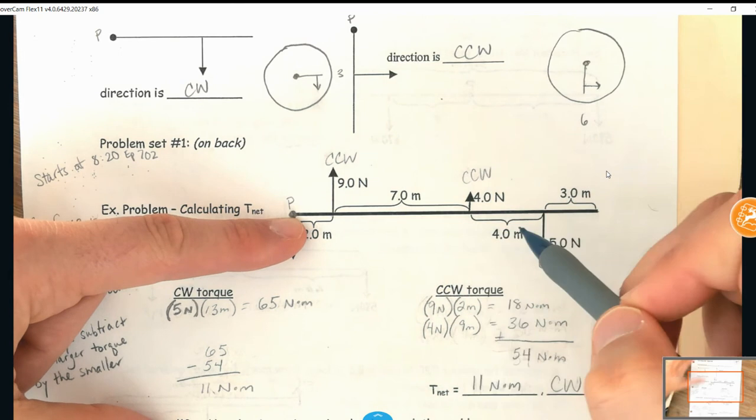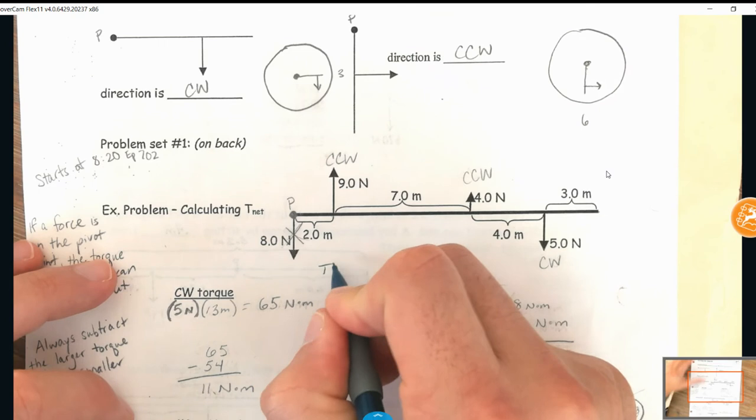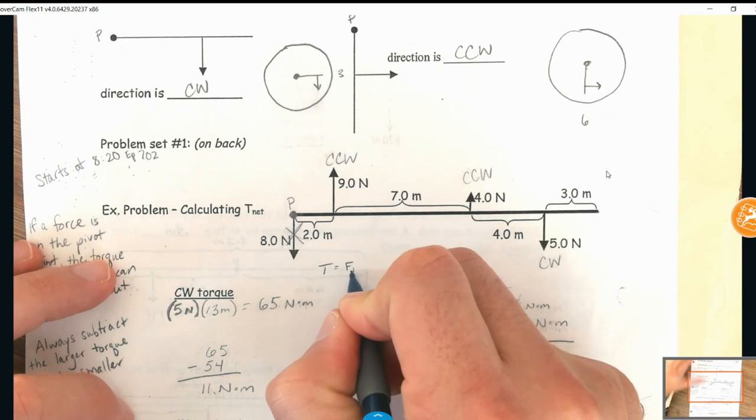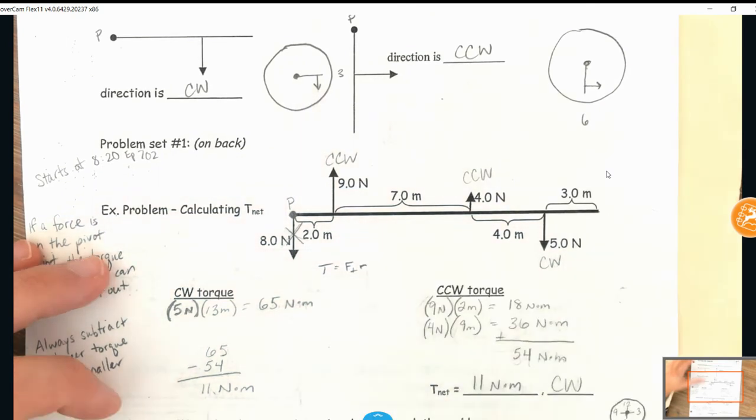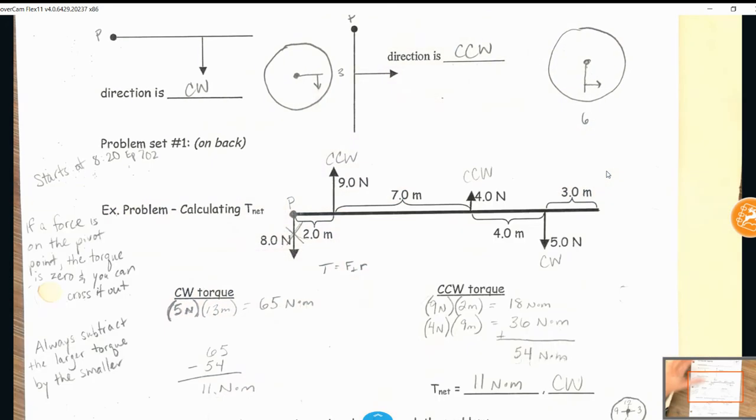Once you've identified them, you're calculating their torque. Torque is these forces times the lever arm, little r here. Some different sources or resources would use the letter D instead. Same thing.